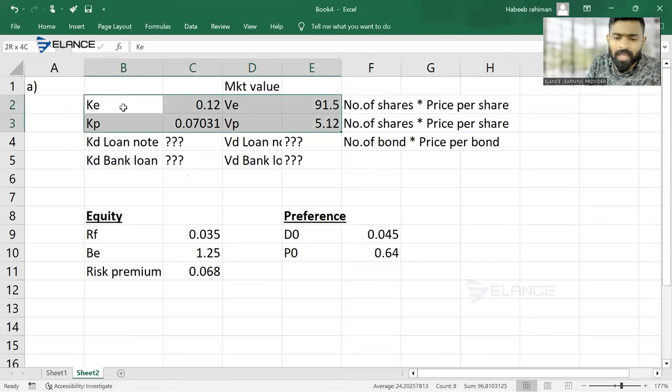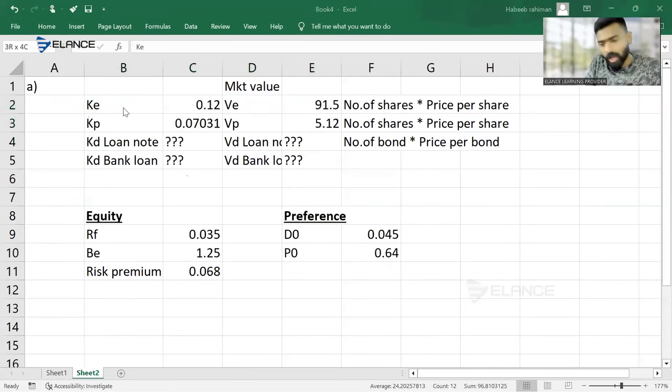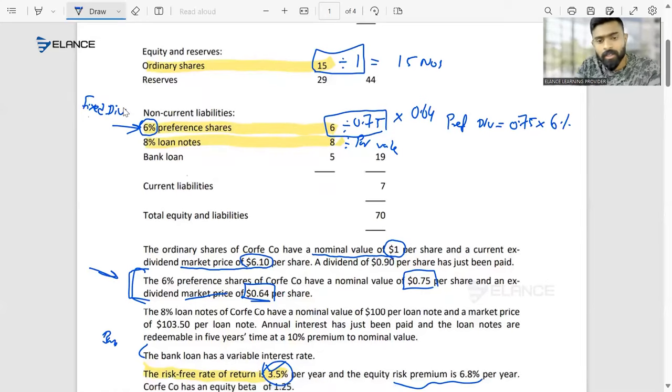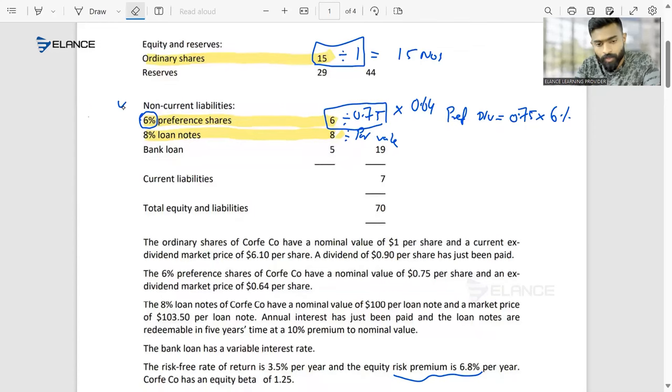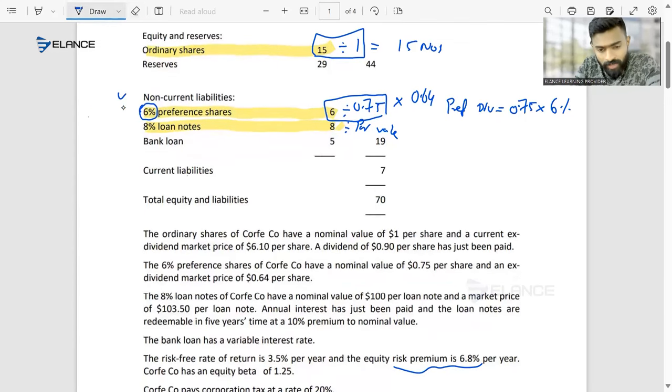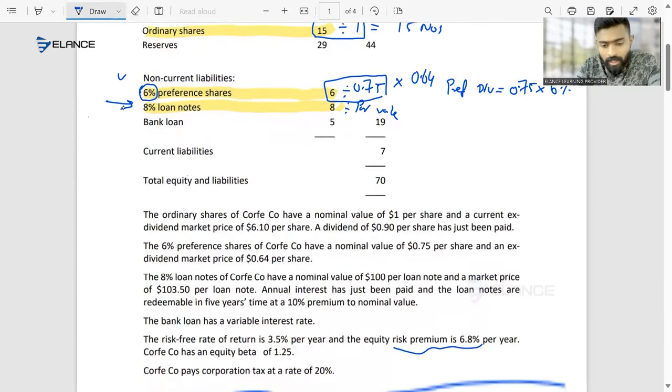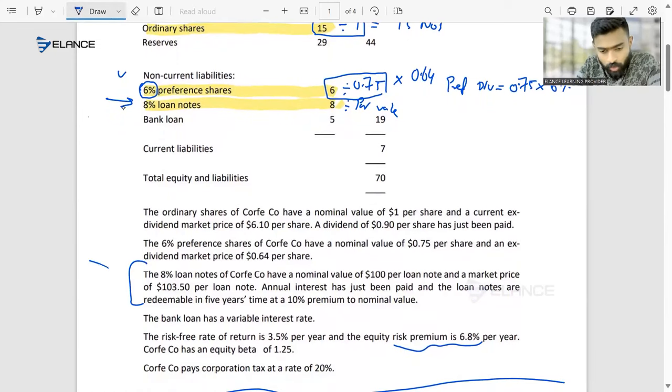For KE, VE, KP, VP, in our order, we'll go for KD and VD of loan note. Now we'll search for the data for that. For a proper visual, I'll erase a few narratives. Okay. So for the loan note, they have given some data here, plus some data here. Do read once again this data regarding the loan note.